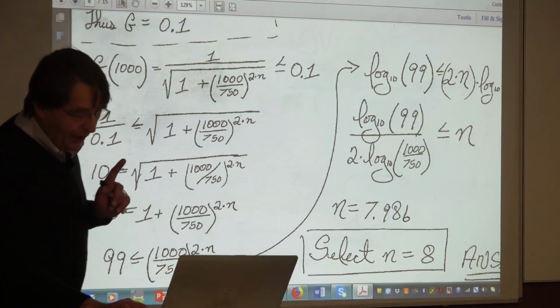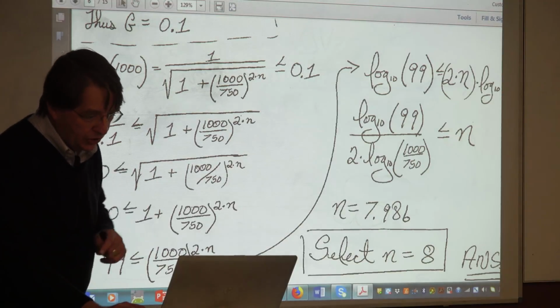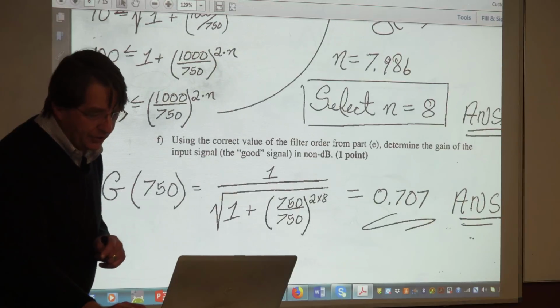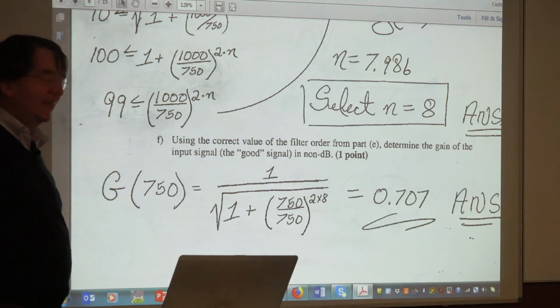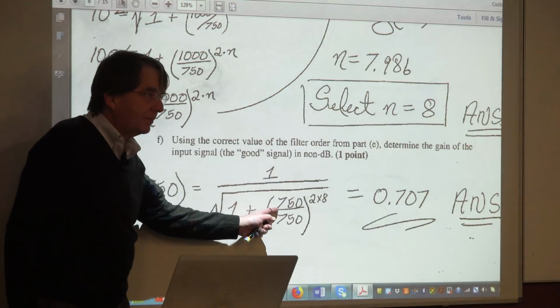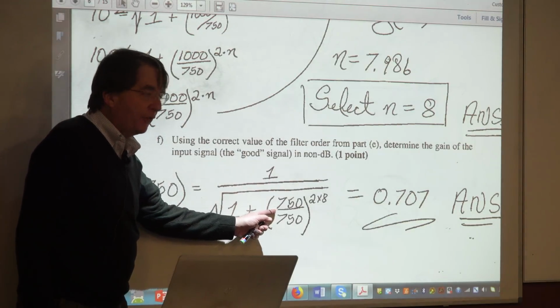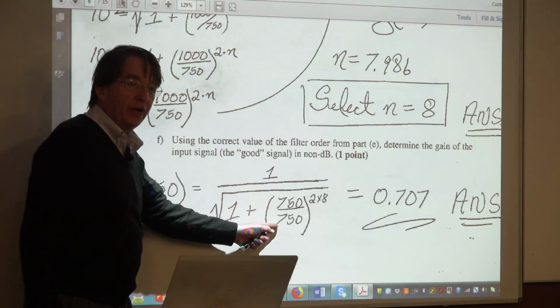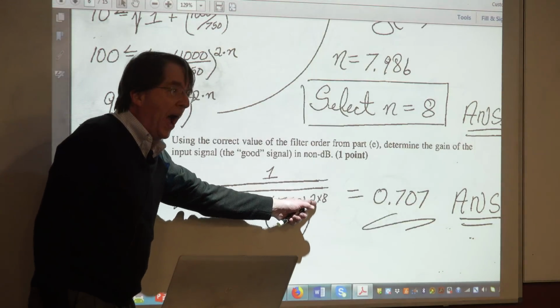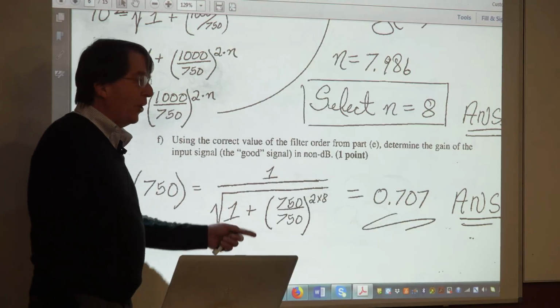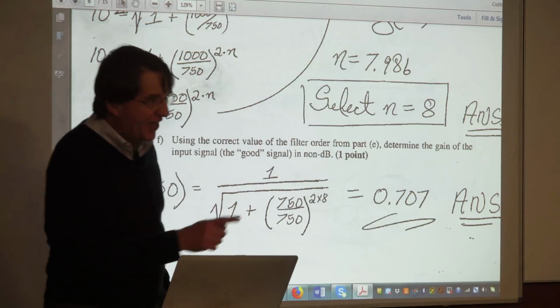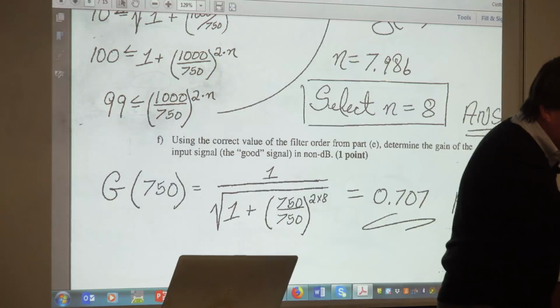Now, how much of the good signal? Notice, this gives us the magic number, 0.707, because now we're at the frequency that equals the cutoff. So it doesn't matter what power filter I have. This is 1. So I get 1 over the square root of 2, 0.707. That means I've lost almost 30% of the good signal.